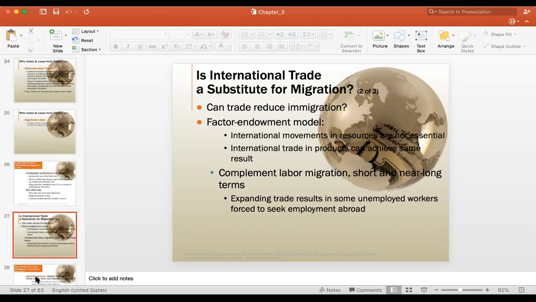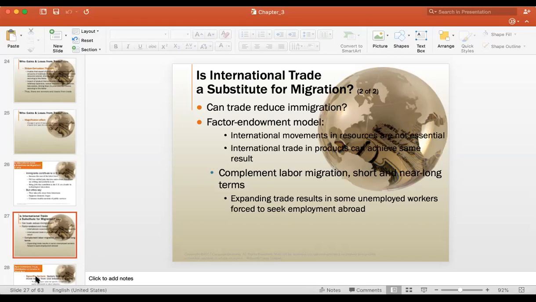The reason is very simple. Because trade here is going to be doing the same thing. In other words, when the US trades with Mexico, the US will be exporting, sending capital-intensive goods to Mexico and will be importing labor-intensive goods to the US. So in other words, trade is simply doing the job of migration.